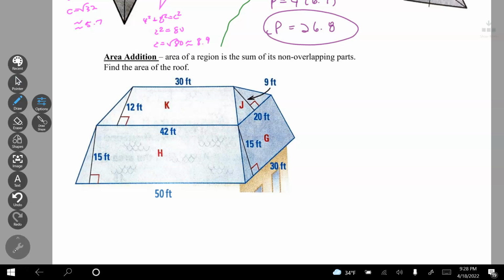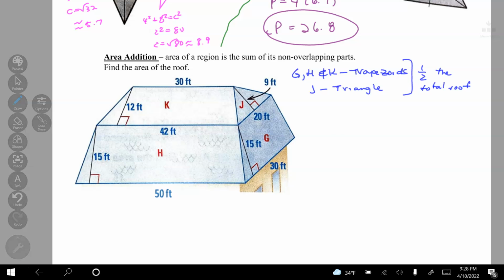So right now I have G, H, and K are trapezoids, and J is a triangle, and that's really only half the total roof. So I'm going to use my area of my trapezoids for G, H, and K. I'll use my area of a triangle for J. I'll add them together and multiply by 2, and that should be my total area of the roof.